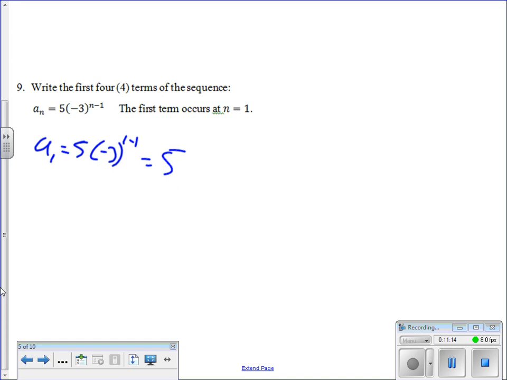Or I could go, oh, what's my r? My r is negative 3. Multiply that times negative 3. So my second term is negative 15. My third term, negative 15 times negative 3 is positive 45. And my fourth term is 45 times negative 3, which is negative 135. Or you could plug it into the powers in your calculator and do it that way. Okay. First 4 terms.